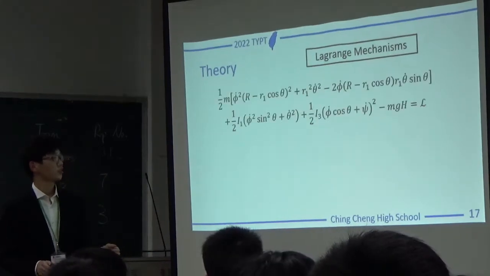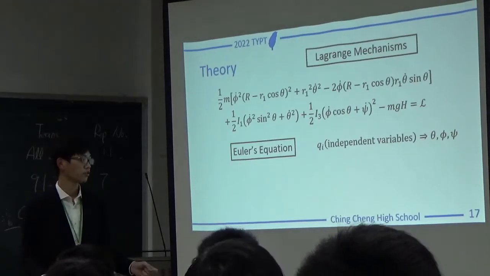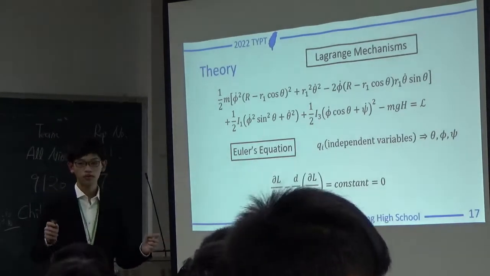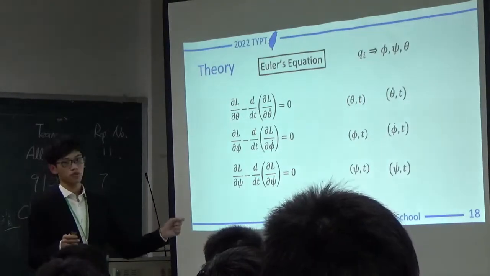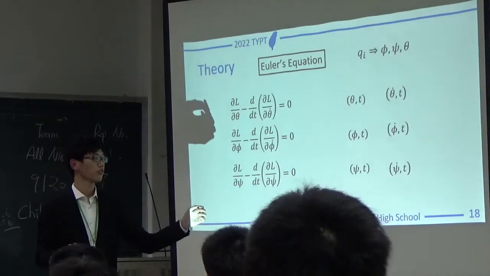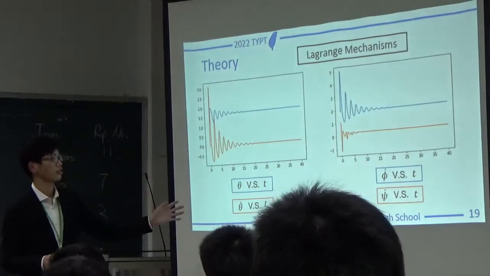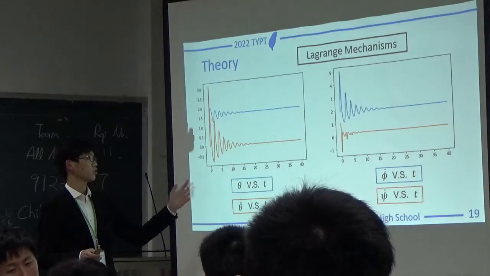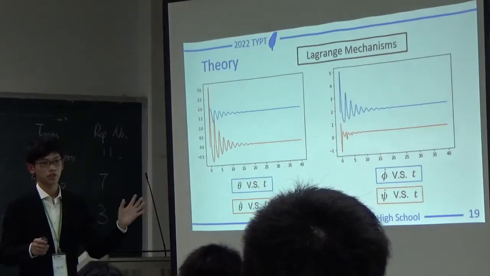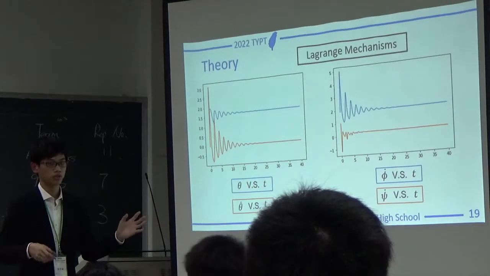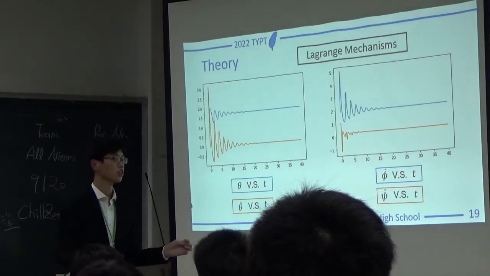After that, we can write out our L and insert it into Euler's equation to obtain theta, phi, and psi. We can also draw a graph of these three variables. Then we can take a look at these two graphs. As you can see, all of them come to a stable condition, just like our experiment shows, because it will come to a terminal angular velocity.